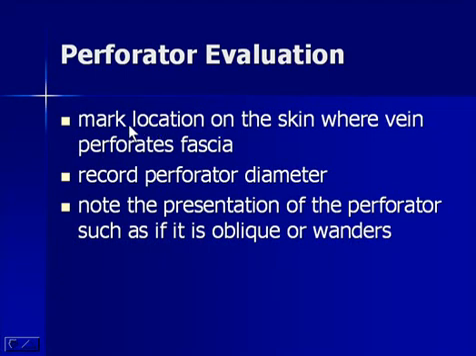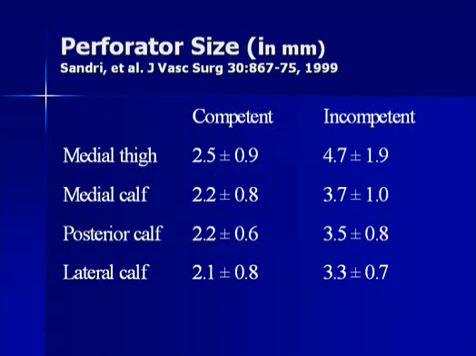When we're evaluating perforators, if someone's going to have a perforator ligation, we'll mark the skin right where the perforator penetrates the fascia. As I said, we also record the diameter, and we'll make a note if there's a lot of wandering going around or if the vein comes off obliquely. Those things are important, again, when we're planning interventions such as a ligation or a vein ablation procedure.